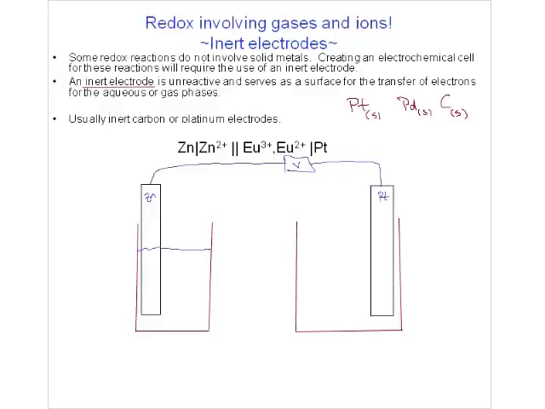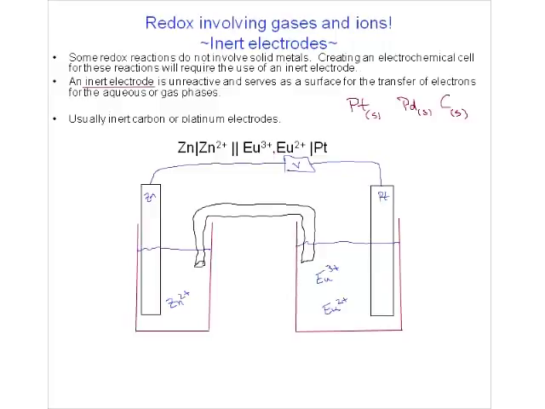The zinc is going to be immersed in zinc ions. And the platinum this time is going to be immersed in europium 3 plus and europium 2 plus. Okay, so what's going on? Oh, I forgot my salt bridge. Never forget your salt bridge. You'll lose a mark on the test if you forget your salt bridge.